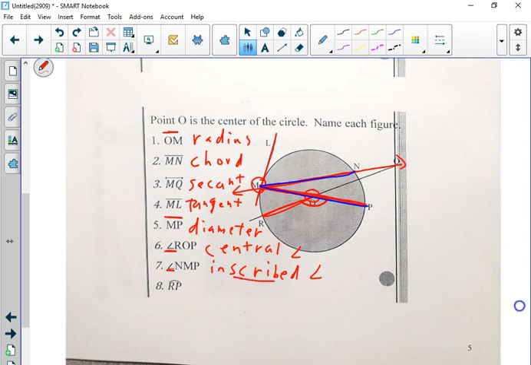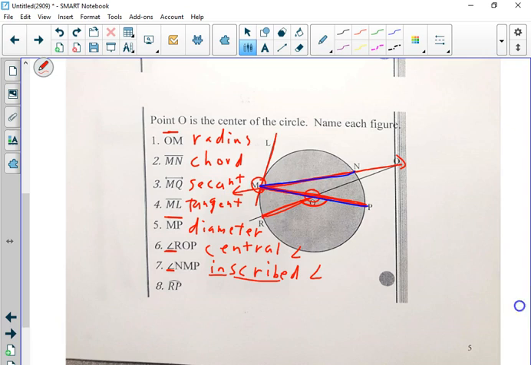To scribe is to write something. You hear about the old movies when they had a scribe who wrote everything down for someone. And in, well, that means in. So you're writing inside the circle. You're making the angle inside the circle. It just doesn't have a vertex at the center.